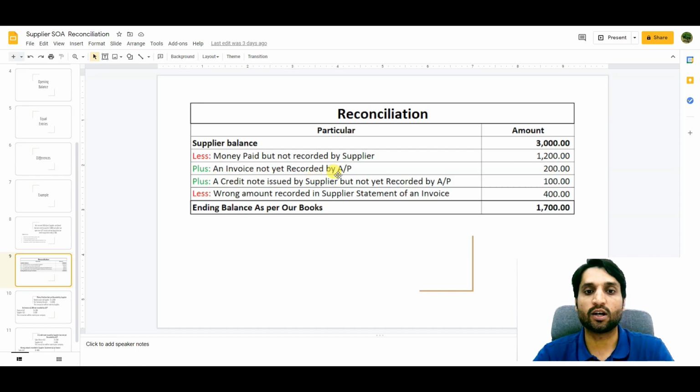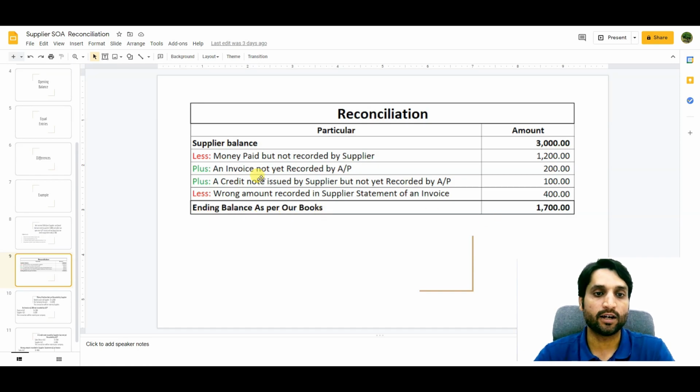Plus an invoice not yet recorded by our accounts payable department. An invoice issued by a supplier but we did not record it yet, so we need to record that. This should be plus in the supplier's account. Here, a credit note issued by the supplier but we did not record it. So this also goes to the balance, increasing the balance of the supplier account with 100 as plus. Wrong amount recorded in the supplier statement of an invoice which was overstated by 400, so it should be less that amount. Now the ending balance as per our books is 1,700.